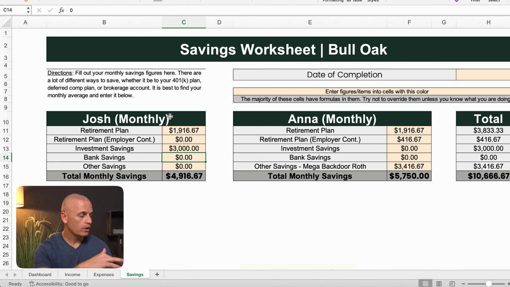Okay, and last but not least, now we have our savings worksheet here. So again, we broke this into two different line items here. We have Josh's savings and Anna's.